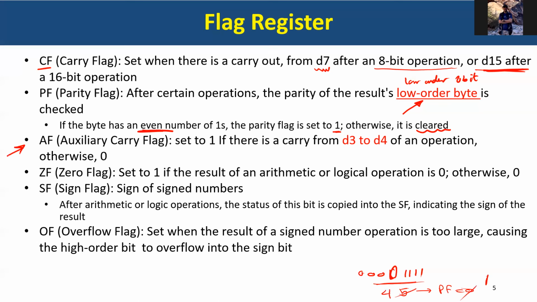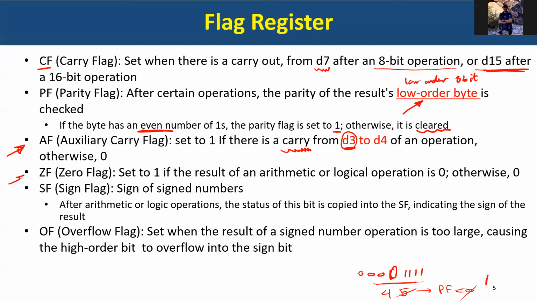The auxiliary carry flag is a carry from D3 to D4. I mean, if you have a carry after the 4th bit, or bit number 3, of the operation, then this bit will be 1. We're going to see examples also, so don't worry if you didn't understand it well.